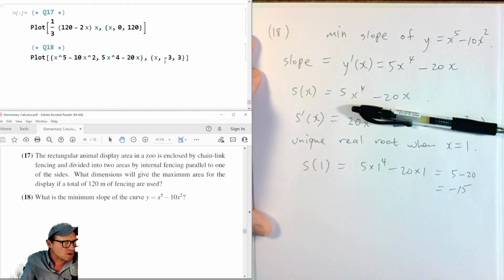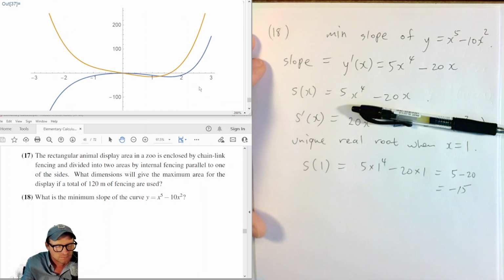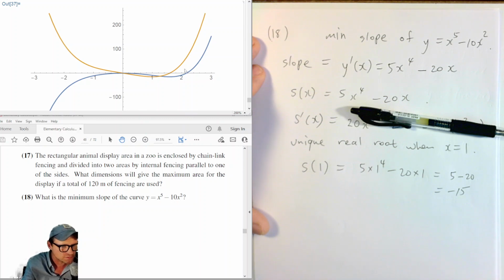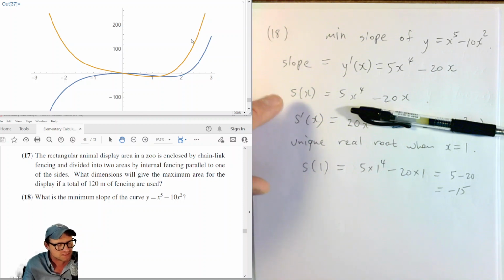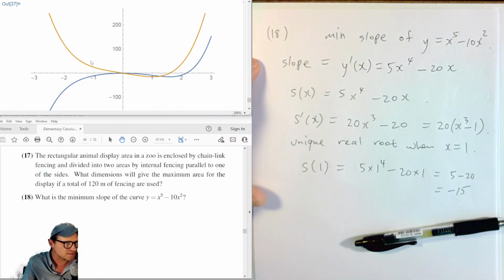All right, so let's now plot this with Mathematica and wrap it up. What I've plotted here is the original function y of x in blue. That's a quintic. And then I've plotted in orangey yellow, more like mustard, the slope function, which is S of x. And you can see that it does have a minimum when x is equal to 1. So right here, and the y value is minus 15. So, you know, that looks about right.